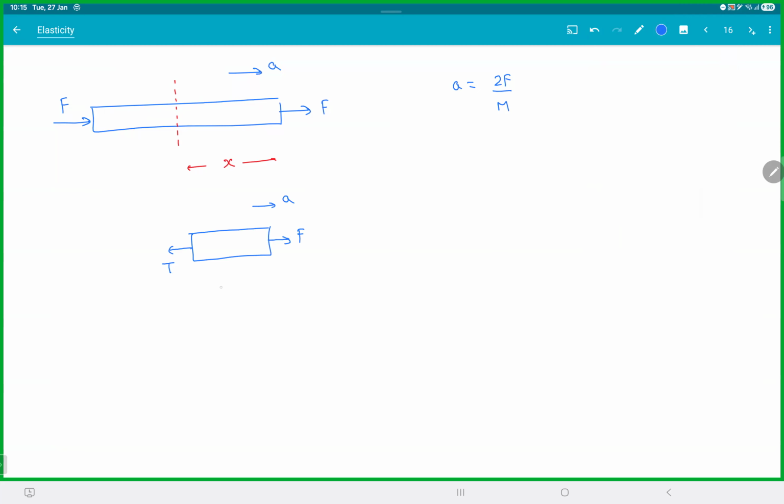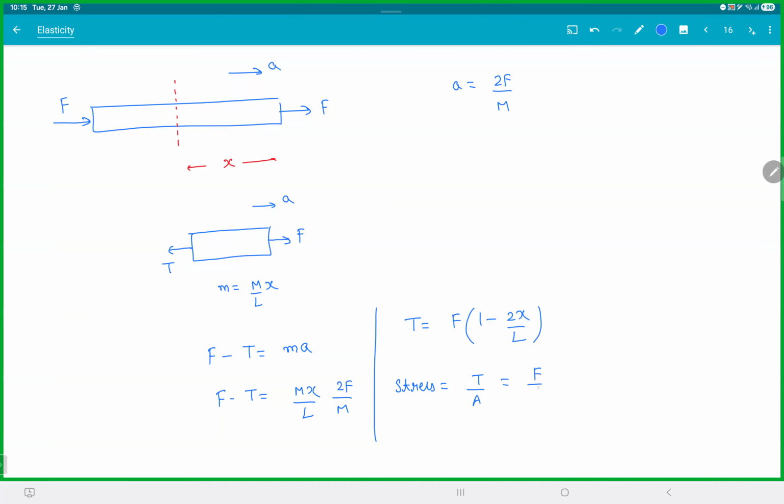Acceleration a. This part will be small m, whose mass will be total mass by total length into x. F minus tension is equal to small m into acceleration. F minus tension is equal to mx by L, and the acceleration is 2F by m. That will give you tension is equal to F into (1 minus 2x by L). And stress will be tension by area. That's it. We just have to divide by area and elasticity is done. That is F by A into (1 minus 2x by L).